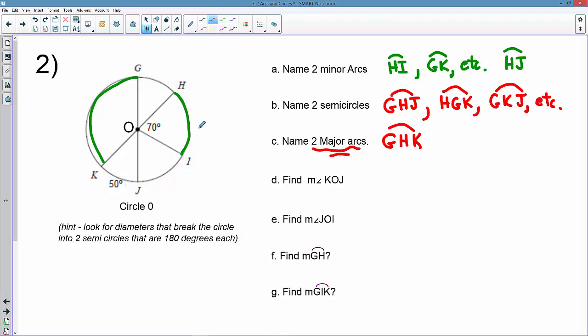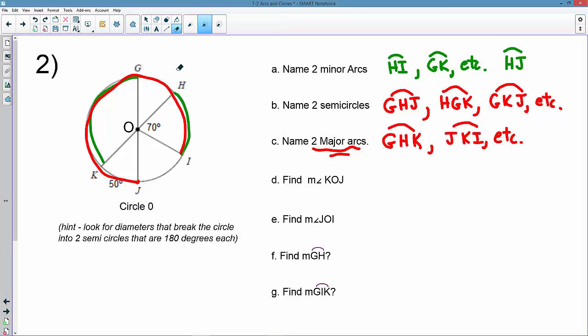Okay. Another way to go is start at J, and we'll go this way. So you go more than a semicircle. So you go all the way to here, right? So that one would be called J, K, I, or you could call it J, H, I or J, G, I. So there's many major arcs here. I gave you 2 examples.